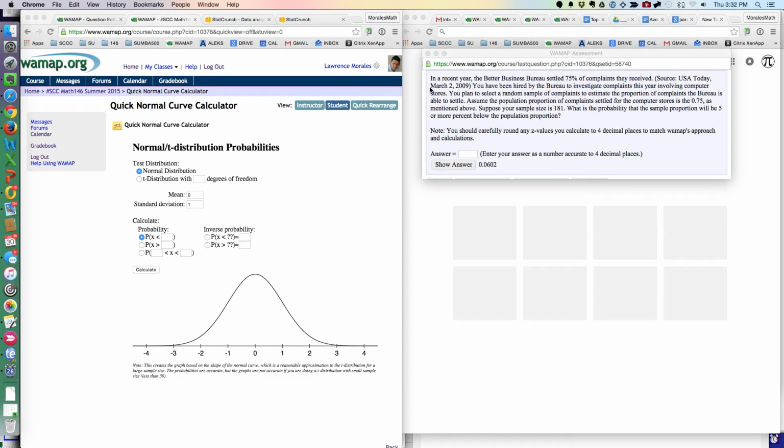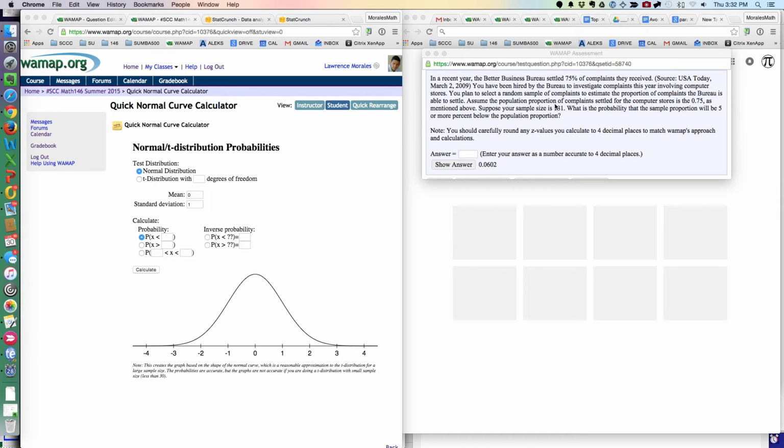In this problem, we are told that in a recent year, the Better Business Bureau settled 75% of complaints that they received. We're also told a little bit later on that we can assume that the population proportion of complaints settled for the computer stores here in this problem is 0.75. So we're being given a population proportion here.